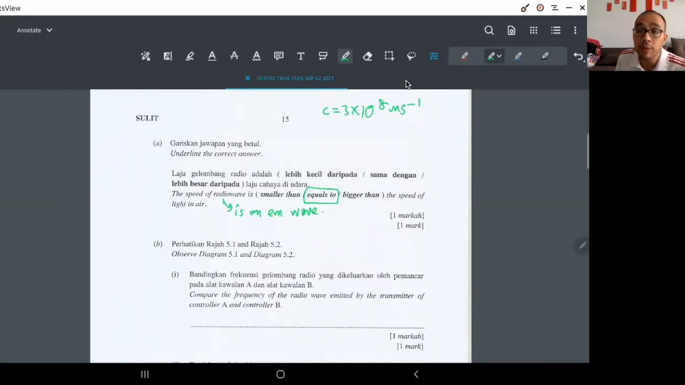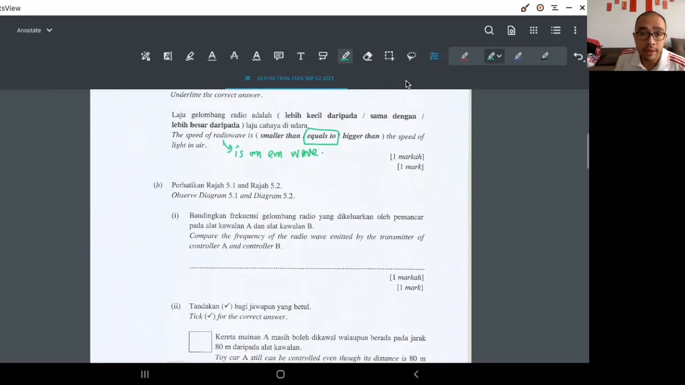Okay, don't be fooled. Don't say, oh, radio is sound. Sound is slower than light. Okay, bunyi adalah lebih perlahan daripada cahaya, which is true. But this is not talking about sound waves. This is talking about radio waves. Radio wave is part of the electromagnetic wave, and all electromagnetic waves move with the same speed, which is the speed of light, in air.